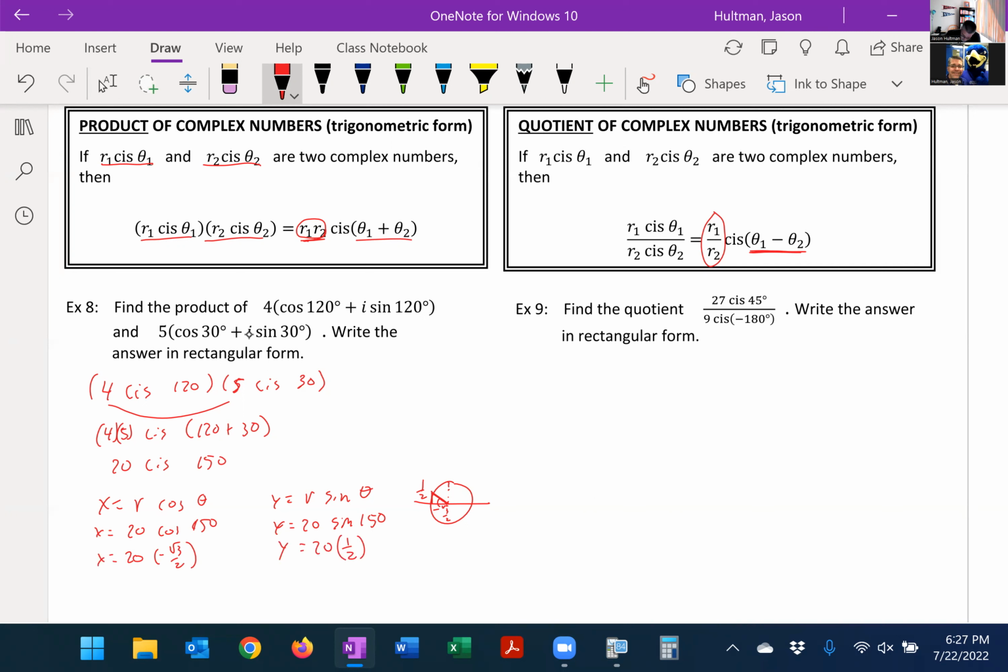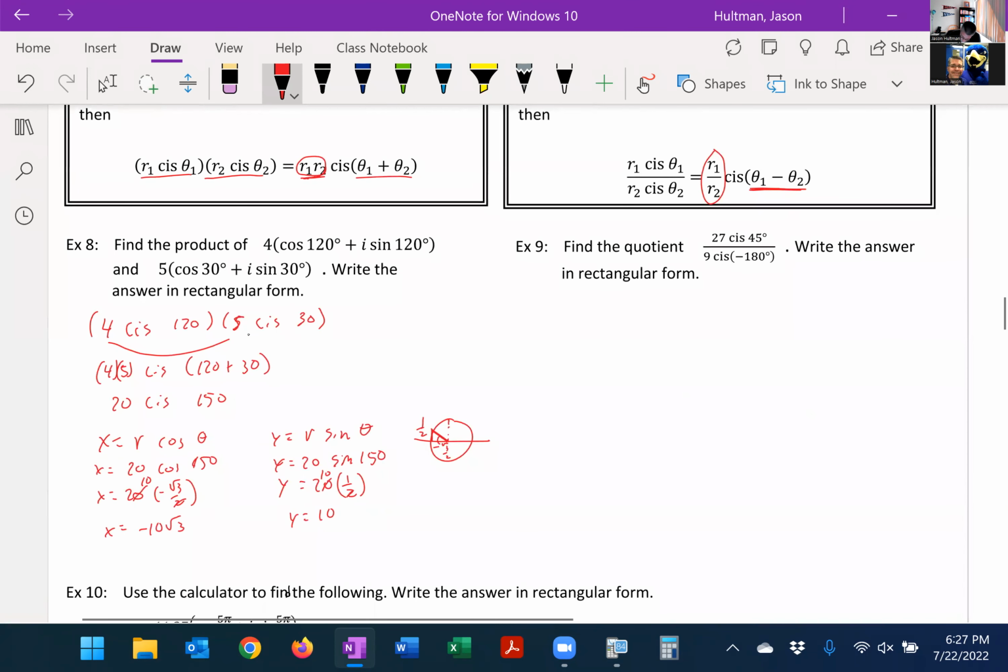So x is going to be equal to, the 20 and the 2 are going to cancel to make 10, so this is negative 10 radical 3. And the y is going to be 20 and the 2 cancel to be 10, 10 times 1 is 10. So y equals 10. My final rectangular form is negative 10 radical 3 plus 10i, because remember it's x plus iy, or x plus yi. That's the rectangular form here.